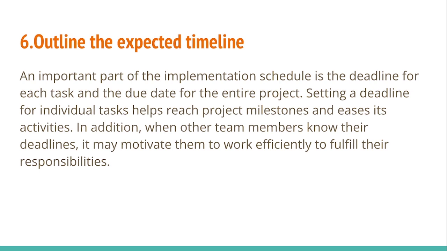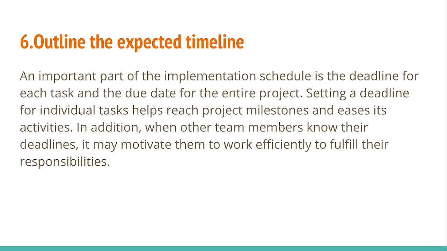Number 6, outline the expected timeline. After you've prioritized your tasks, it's very important when you're doing your implementation schedule to include timelines. This helps the entire project and your team to set deadlines. If you tell someone to do a task and you don't give them any timeline, they may take a long time to do a task which should have been delivered in 2 to 3 days. This also affects your project progress.